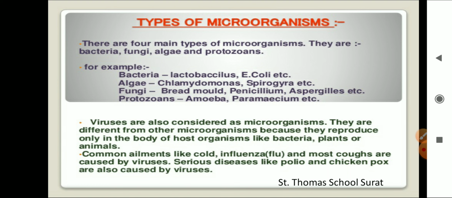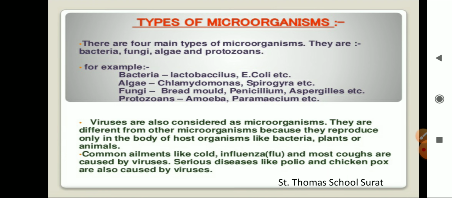Then common ailments like cold, influenza, that we call flu, and most coughs are caused by these viruses. Serious diseases like polio and chickenpox are also caused by viruses. Even diseases like dysentery and malaria, they are caused by what? They are caused by protozoan.